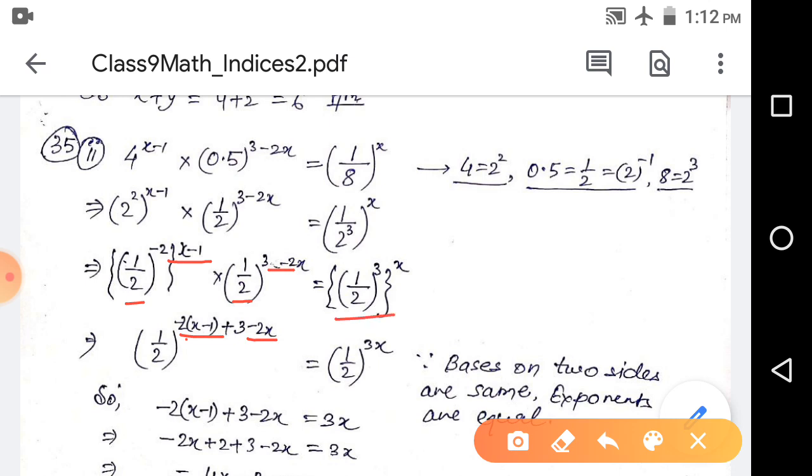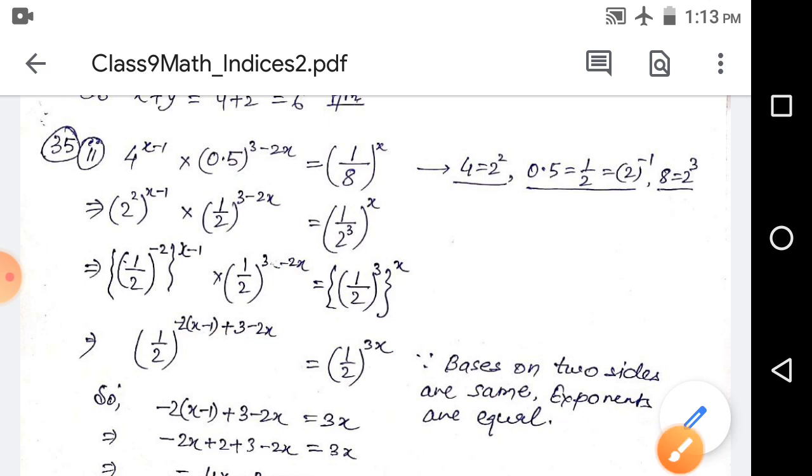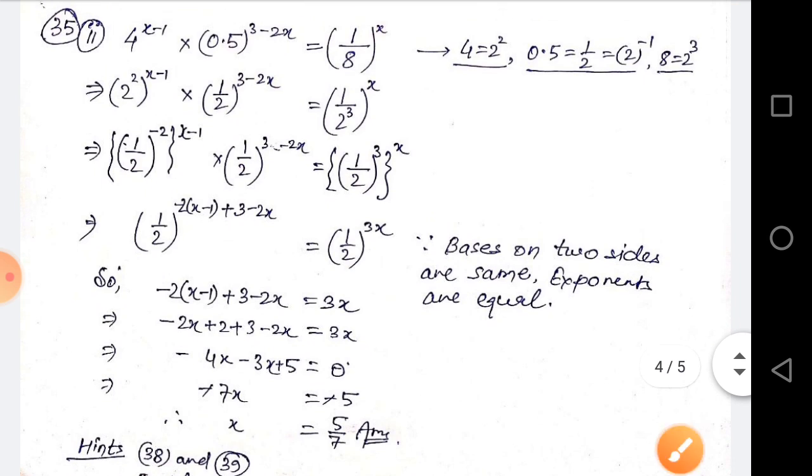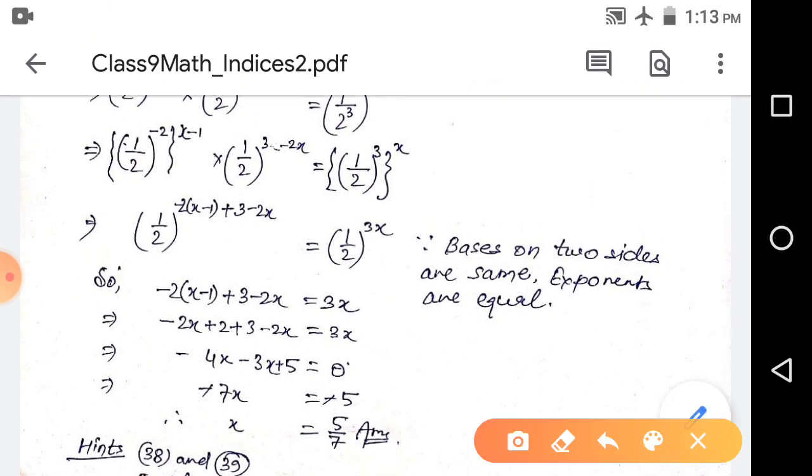And in the RHS part, this 1 by 2 to the power 3 can be written as 1 by 2 whole to the power 3, and powers are multiplied, so 1 by 2 whole to the power 3x. Now see the equation. We have 1 by 2 as base in the LHS part and 1 by 2 as base in the RHS part, but the exponents are not the same, so we equate the exponents. Then we solve for x, and we found x equal to 5 by 7.